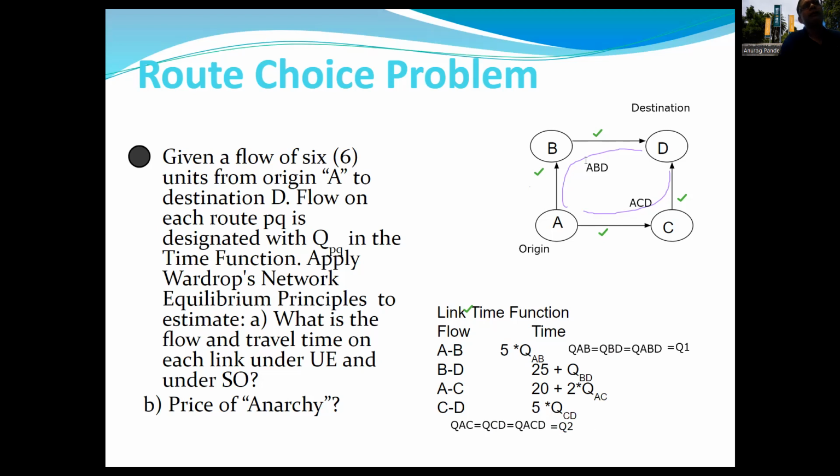ABD is my route 1 and ACD is my route 2. I need to divide the traffic flow in those two routes according to the user equilibrium principle and the system optimal principle. Let's do the user equilibrium principle first. There is a total of 6 units of flow. It could be 6,000 vehicles per hour, it could be 600,000 vehicles per hour, however I'm measuring it, the total is 6 units.